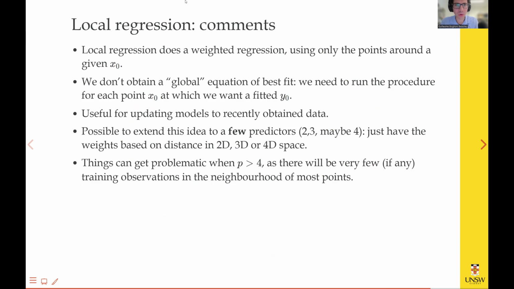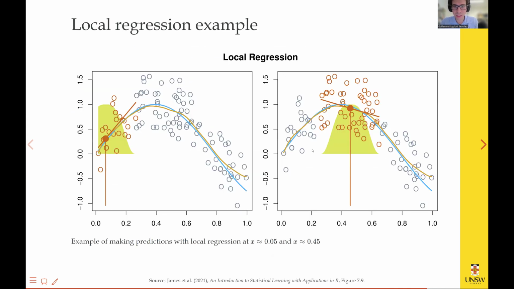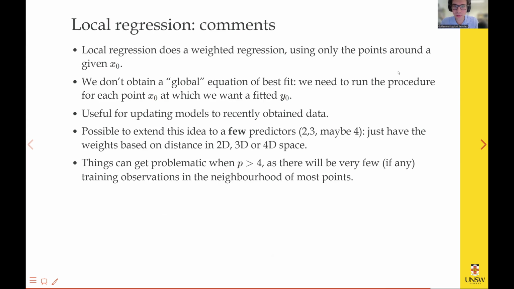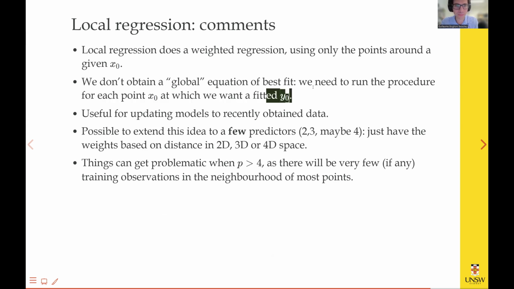Okay, just a few comments about local regression. As we said, it's a weighted regression, and you only use the points that are close to a given x0 to fit the y at this specific x0. So you don't obtain a global equation of best fit. You cannot write that this function here is a certain function of a few parameters. No, because at every point you do a different fitting. And so maybe a disadvantage is that you do need to run this procedure for every single x0 point at which you want a fitted y0.